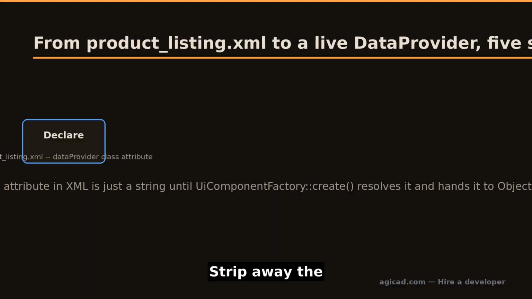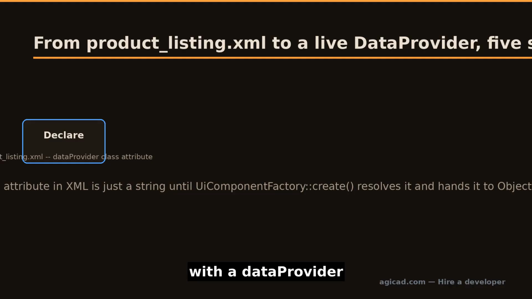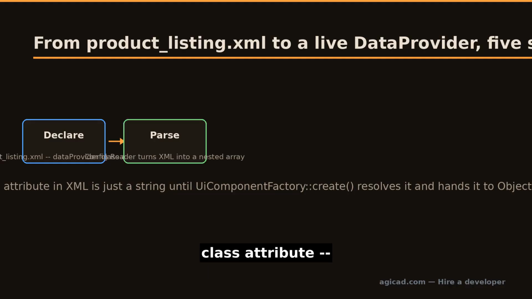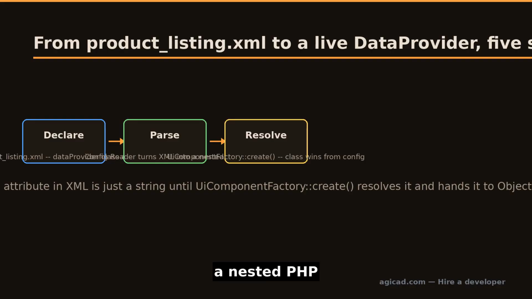Strip away the code and every admin grid goes through 5 stages to reach your screen. Declare: a module ships an XML file like product_listing.xml, with a dataProvider element and a class attribute, pure declaration, no behavior yet. Parse: a config reader, part of the UI component config system, turns that XML file into a nested PHP array, the same declarative config pattern the series has already seen with di.xml and layout.xml.